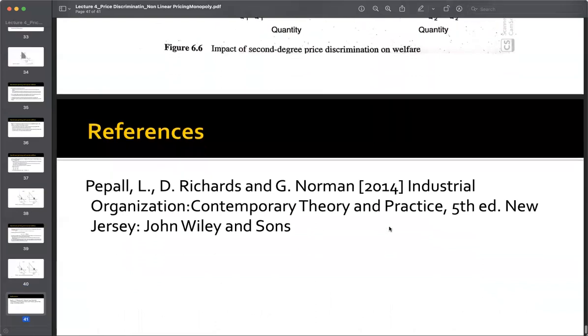All right. So next week we will be moving on from pure monopolists to situations where firms operate in an industry and have some market power because of horizontal and vertical differentiation. Thank you.